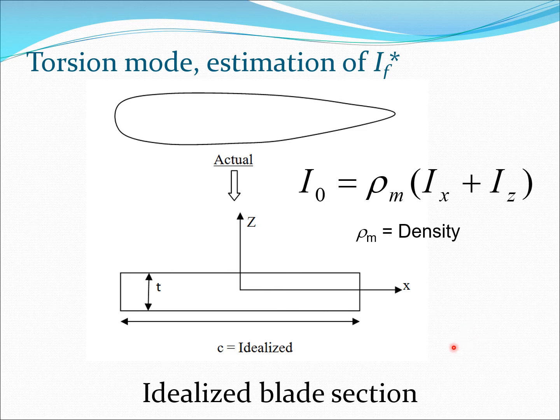So let us do some simple back of the hand calculations to get some estimates on this IF star. So let's say we have an airfoil section, but this is too complex, so let's just try to illustrate it by using a rectangular section. So consider a rectangular section with chord is C and thickness is T, and for this section I0 would be rho m into Ix plus Iz, where rho m is the density. So this is a simplified blade section we are taking here.